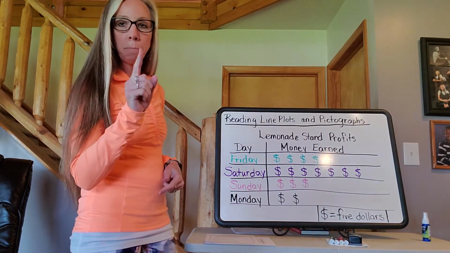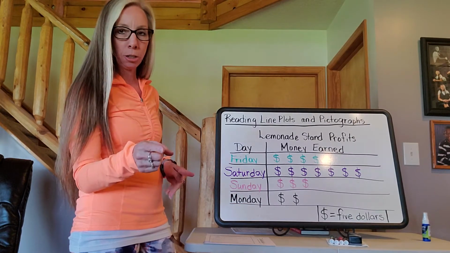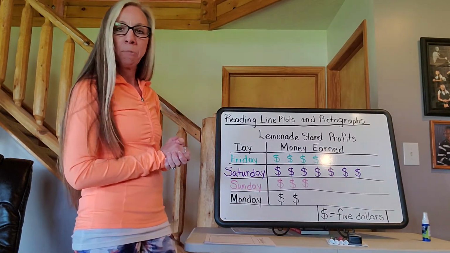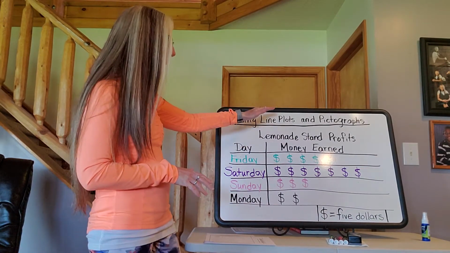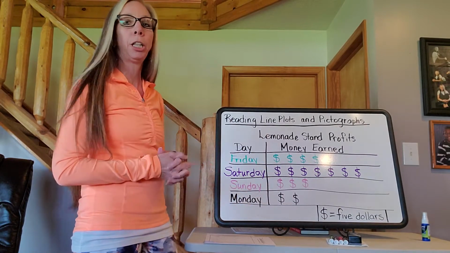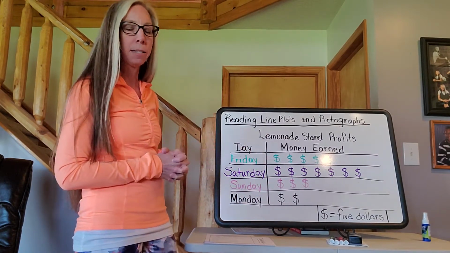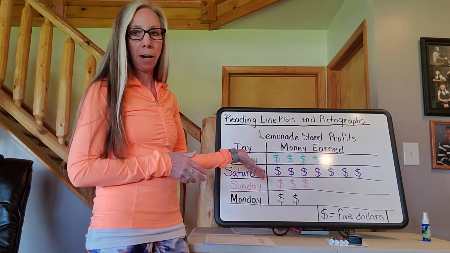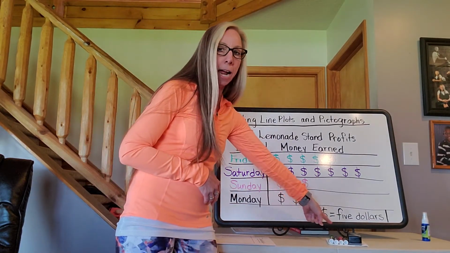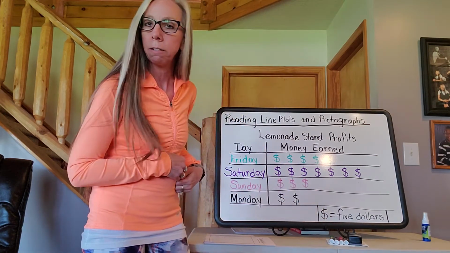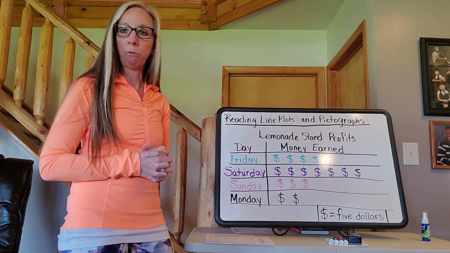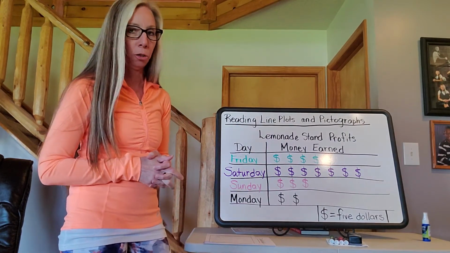Now, the most important part of a pictograph is knowing what the symbols represent. There's always a key either above or below, and typically it's below the pictograph telling you what the little symbol represents. On this specific pictograph, it's a dollar sign. So down here is the key that says each dollar sign represents what? $5. So everywhere you see a dollar sign, that represents $5 on my pictograph.